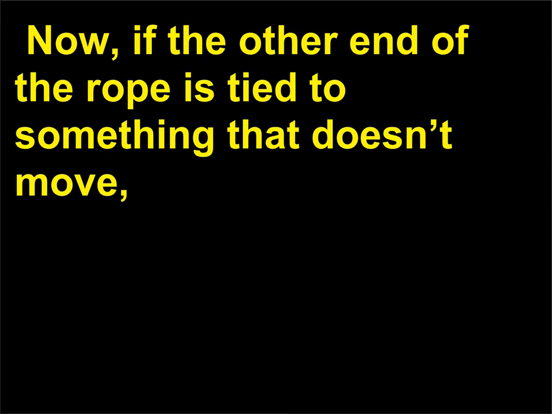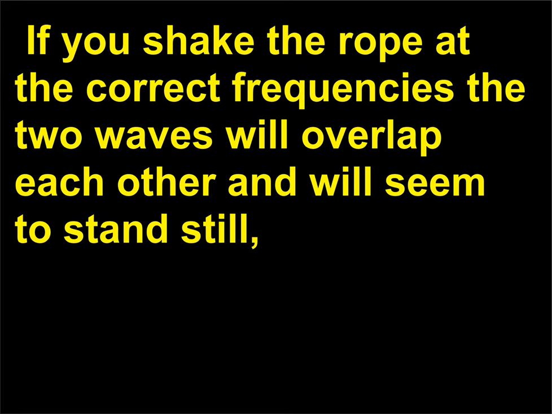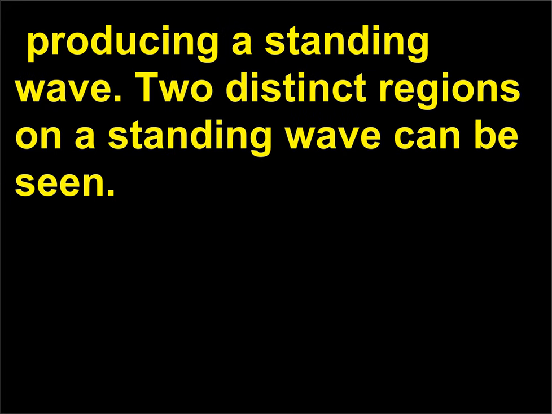Now, if the other end of the rope is tied to something that doesn't move, the wave will be reflected back toward you. If you shake the rope at the correct frequencies, the two waves will overlap each other and will seem to stand still, producing a standing wave. Two distinct regions on a standing wave can be seen.